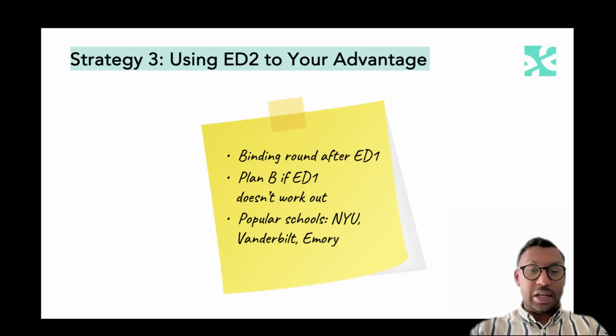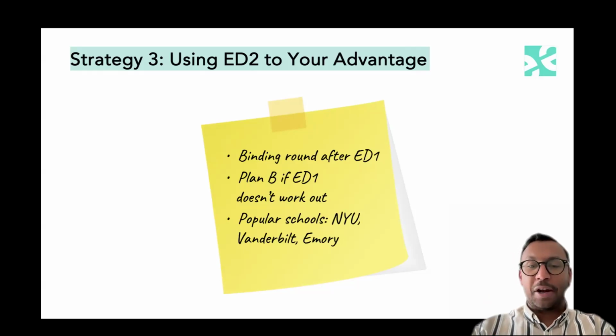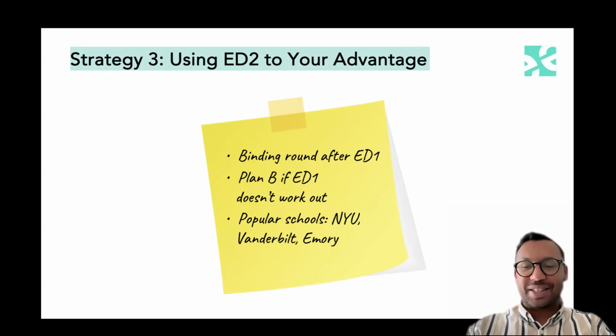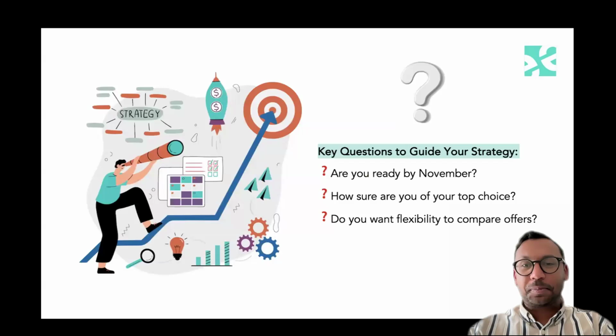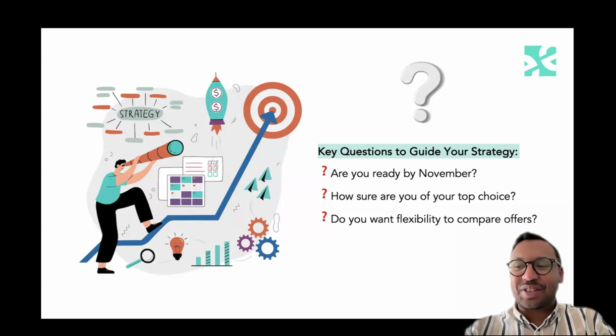You can then apply ED2. That doesn't limit you from also applying early action and then finally regular decision. So it's really important to think about the different iterations and what the best game plan for your specific circumstance might be. So these are some additional questions when considering the universities itself and not just the logistics around it.